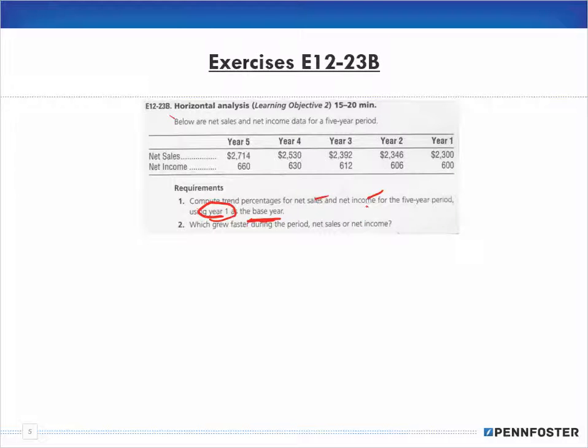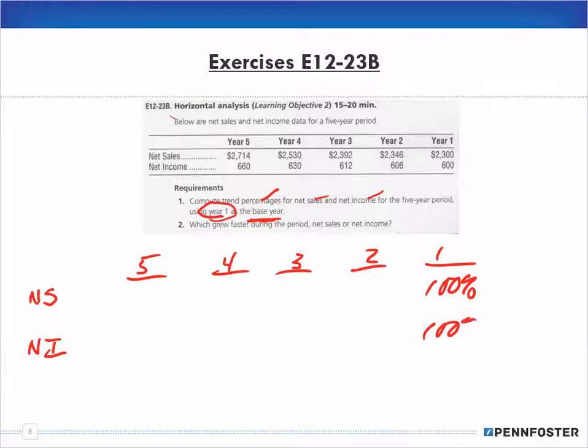Okay, so we're going to compute percentages right here. Let's see here, how am I going to do this? I'm actually going to have to set up a table. So let's call this net sales and let's call this net income. And we have year 5, year 4, year 3, year 2, year 1. Okay. All right. So if we're using year 1 as the base year, that means it's 100%, right? Because it's the base.